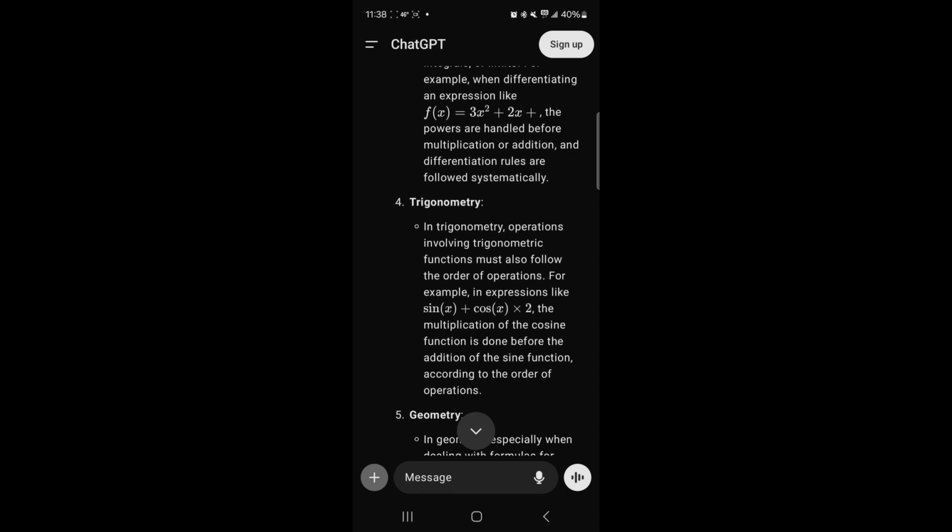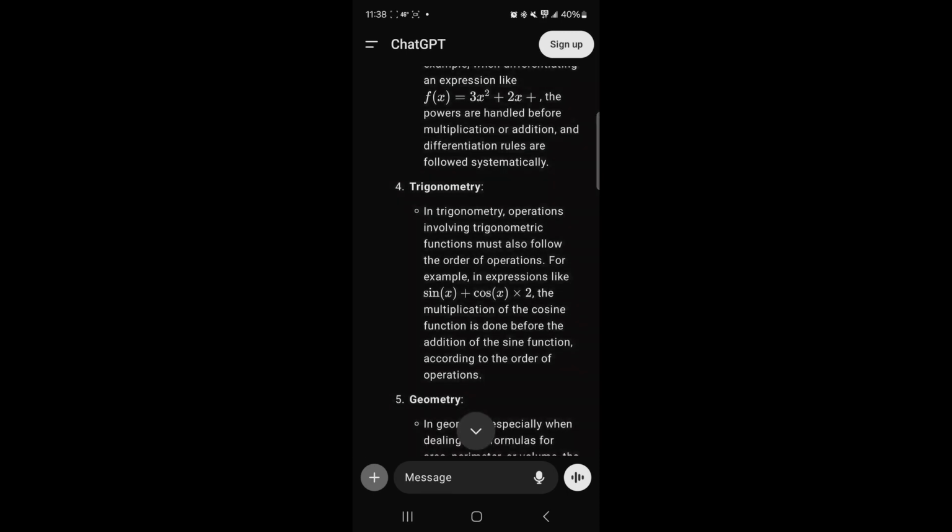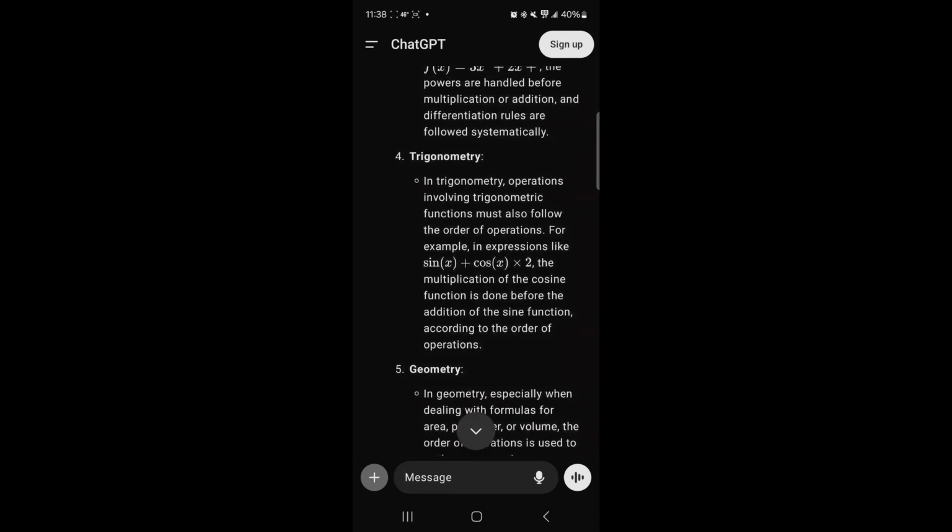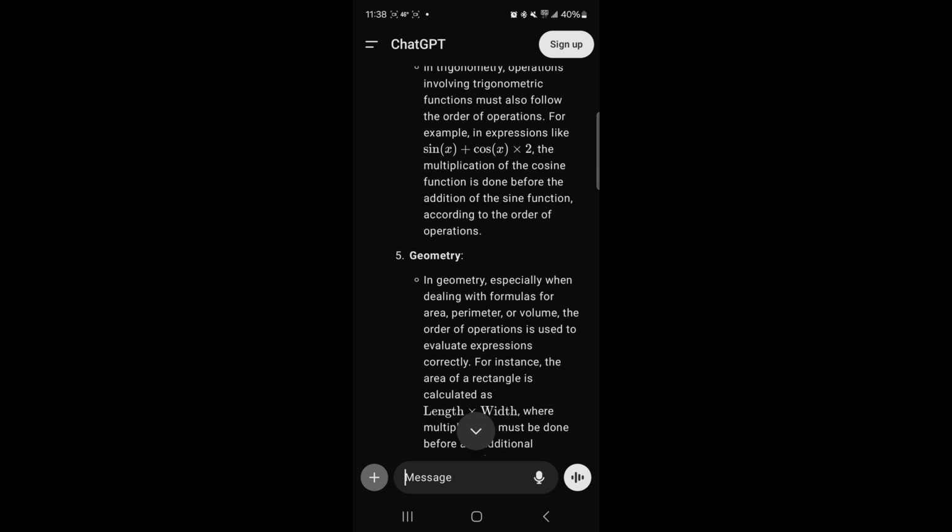Trigonometry. In trigonometry, operations involving trigonometric functions must also follow the order of operations. For example, in expressions like sine of x plus cosine x times 2, the multiplication of the cosine function is done before the addition of the sine function according to the order of operations. So hopefully this is making some sense.